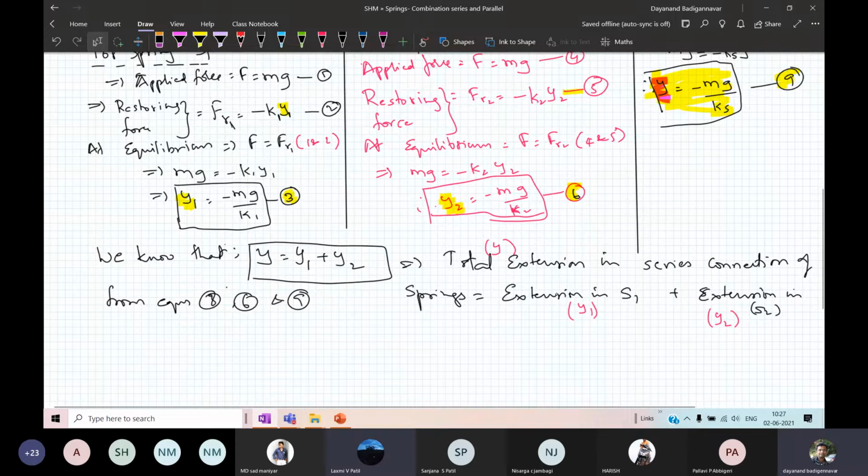Sir, total extension in series combination of springs is extension in S1 plus extension in S2. Okay, I will write it here again, extension in S2.